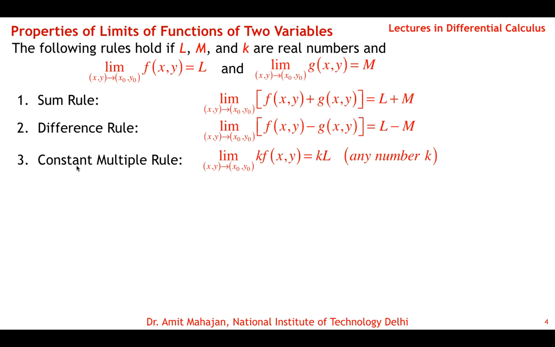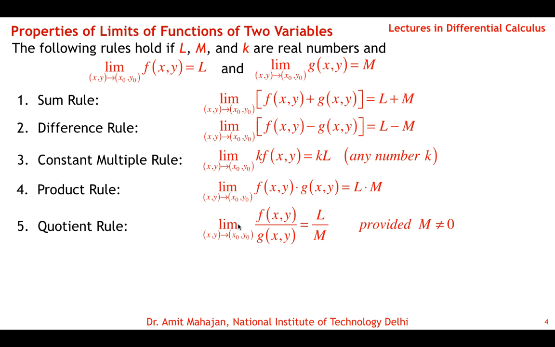The constant multiple rule: the limit as (x,y) approaches (x naught, y naught) of k times the function is k times L, where k is any number, provided we know the limit of the function f is L. Fourth is the product rule: the limit of the function f times g as (x,y) approaches (x naught, y naught) is L times M, where L is the limit of f and M is the limit of g. So the limit of a product is the product of the limits.